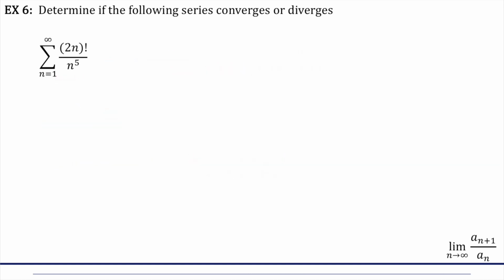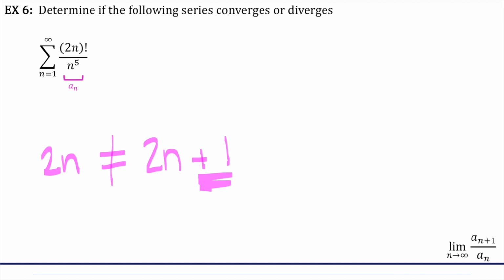All right, here's another one. We have our a sub n term, but I need you to be really careful when we find the n plus 1 term, because if we have 2n on top and I need the n plus 1 term, the n plus 1 term is not 2n plus 1. You don't just get to tack a 1 on the end of it, because basically it's 2 times n. So we need to do 2 times n plus 1, which is 2n plus 2. So that's something to just watch for.